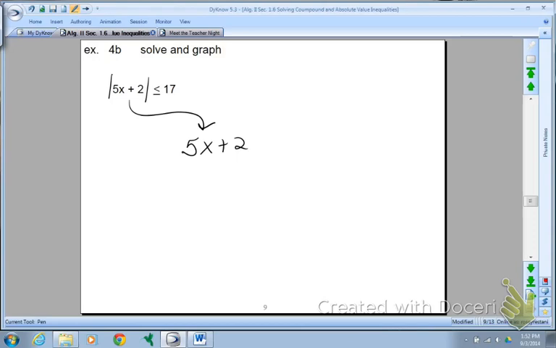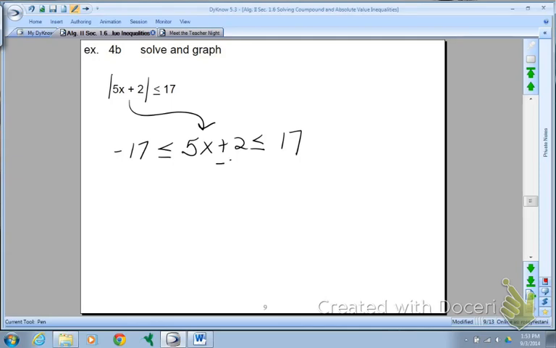What signs do we put on each side? Less than signs. They're always less than signs. And in this case, they're less than or equal to signs. Put the negative on the far left, it's negative 17, and put the positive on the far right. Does everybody understand how we set that up?